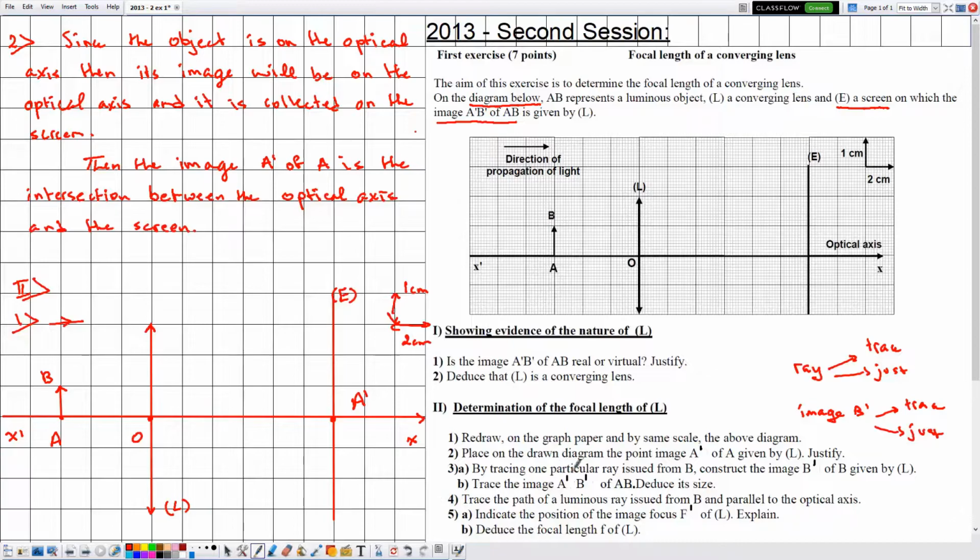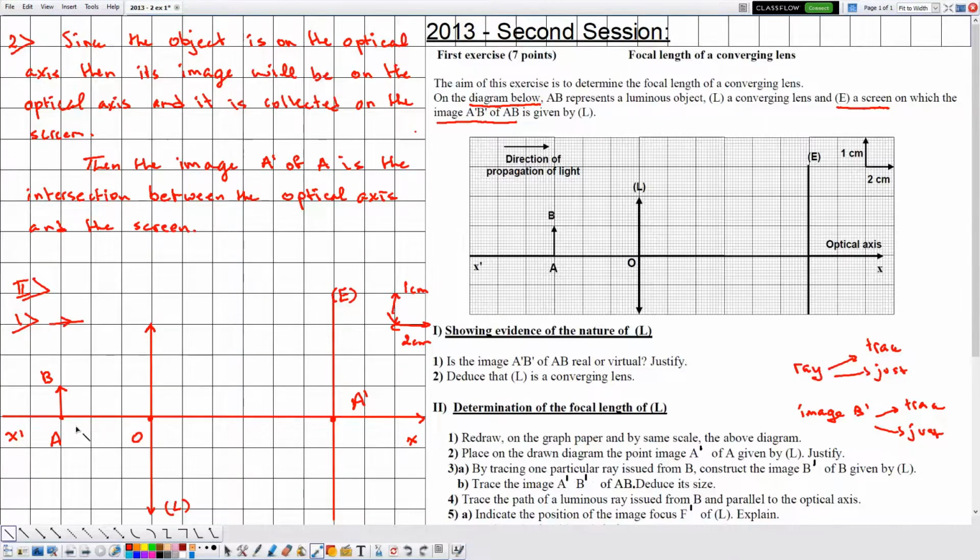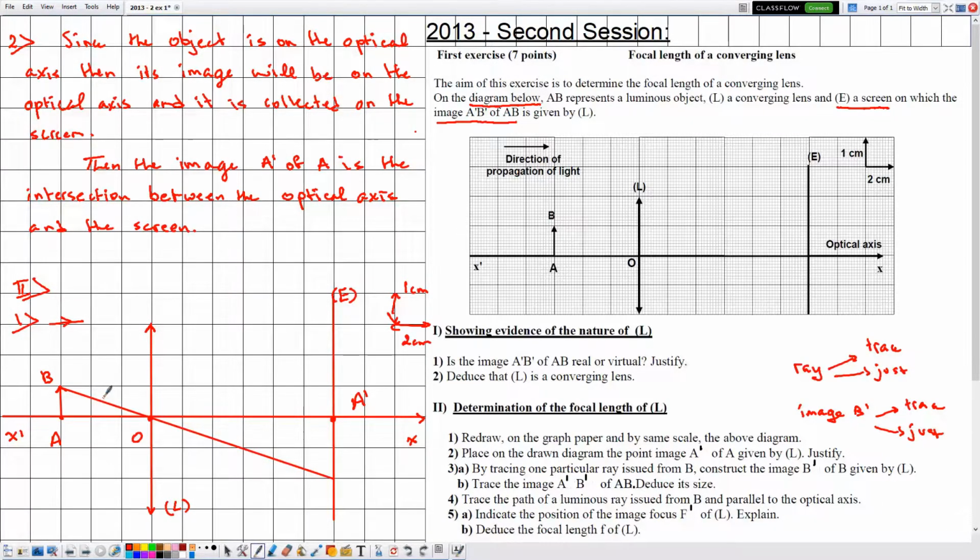Okay, so here they didn't specify which ray that we should use, so we are free to use any of the particular rays that we know. So we can consider one issued from B parallel to the optical axis or passing through the optical center. Here we don't know the position of the object focus. Okay, so we will consider the one issued from B and passing through the optical center. We know that it will emerge without deviation, and we don't forget arrows on light rays that indicate the direction of propagation of light. So we have done the tracing of this ray. Now let's do the justification.